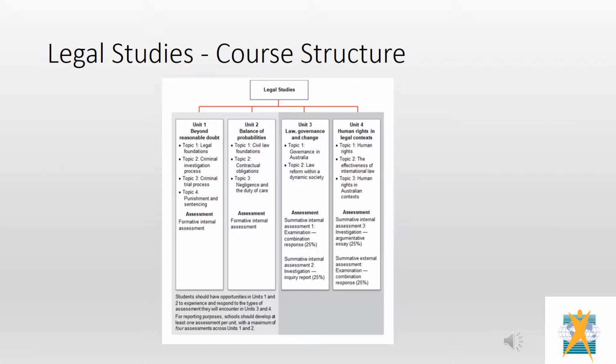Legal Studies sits within the Humanities learning area and is a general subject, meaning it will contribute to your Australian Tertiary Admission Rank, commonly known as your ATAR calculation, and your Queensland Certificate of Education or QCE. Your Legal Studies course will be made up of 4 units.